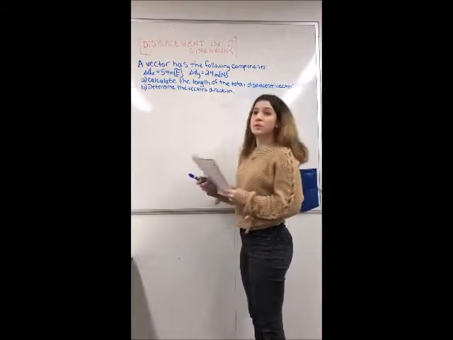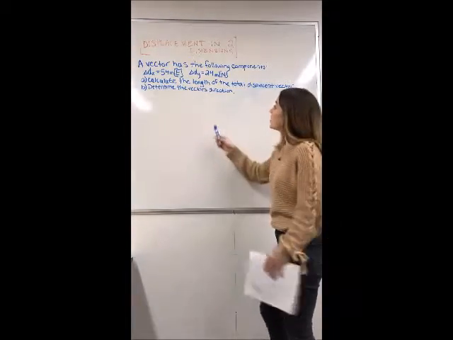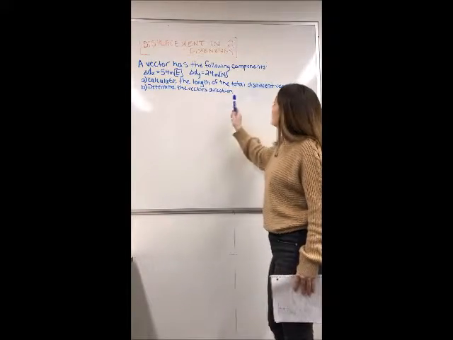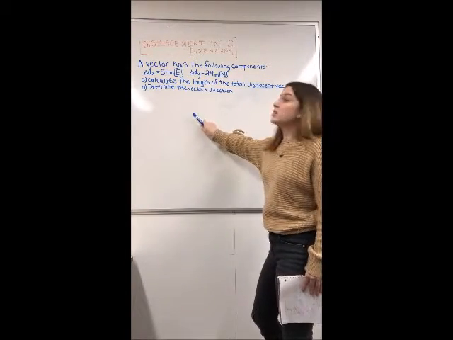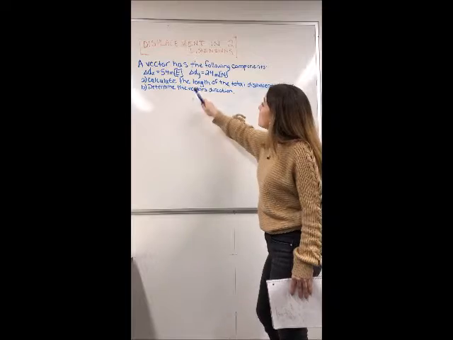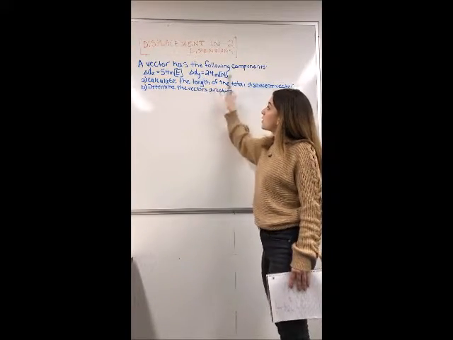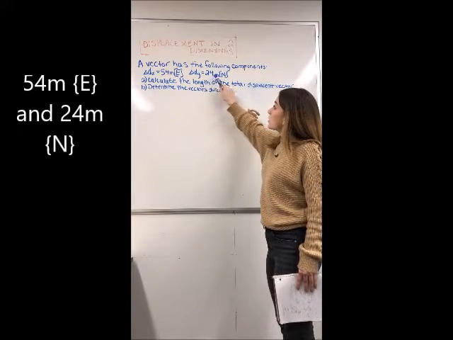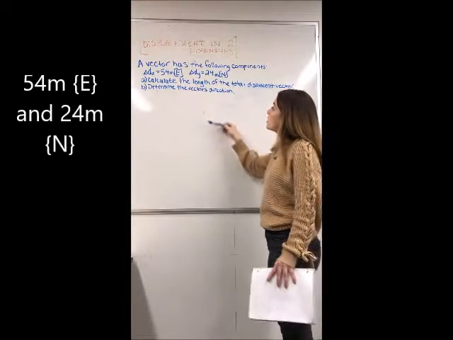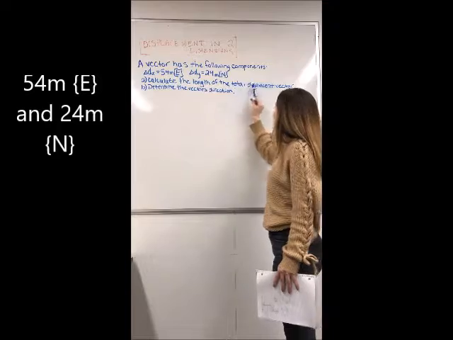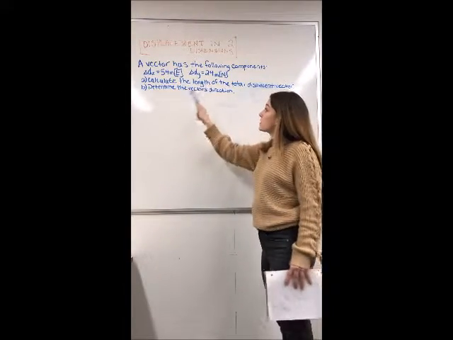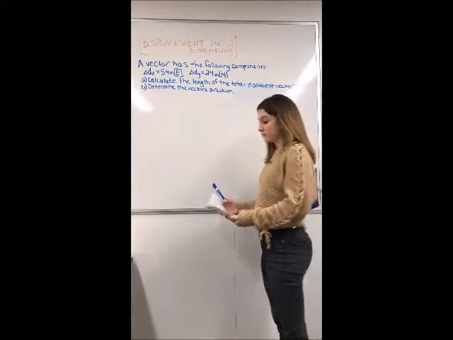We'll be solving displacement in 2 dimensions. The question states a vector has the following components. Delta D in the x direction is 54 meters east, and delta D in the y direction is 24 meters north. A says calculate the length of the total displacement vector, and B is calculate the vector's direction.